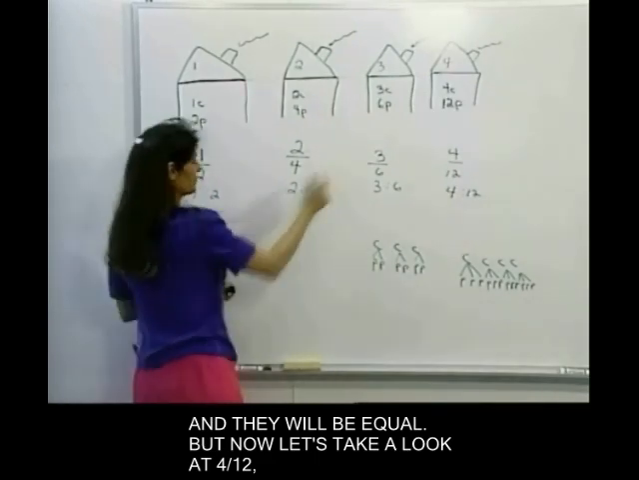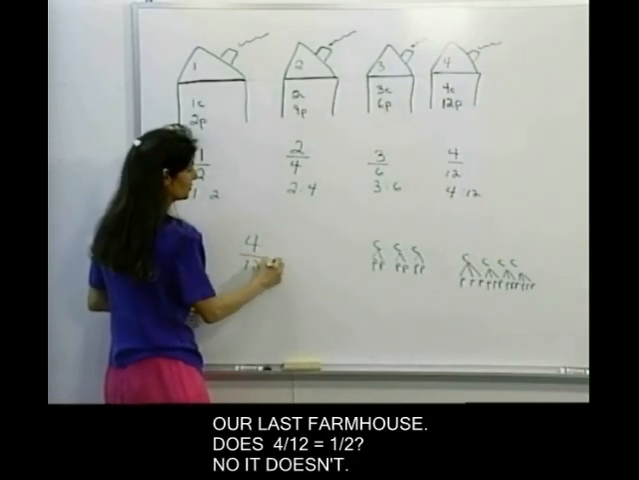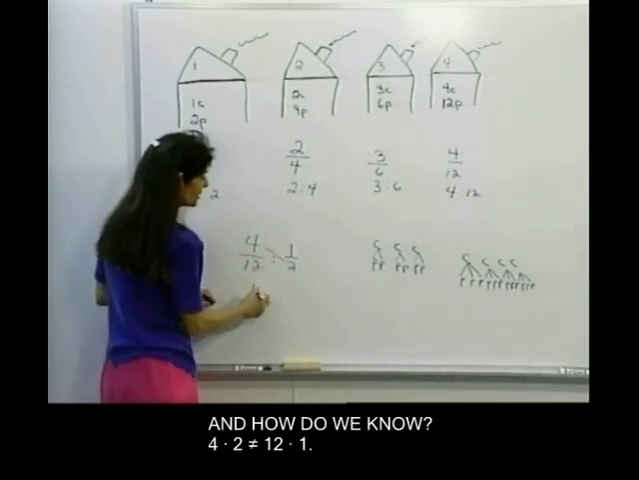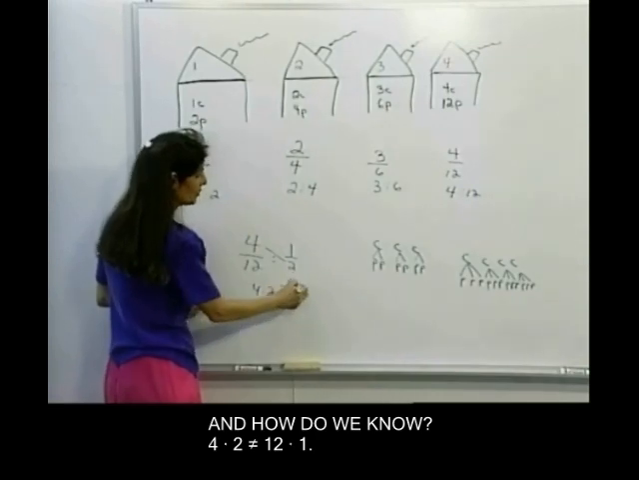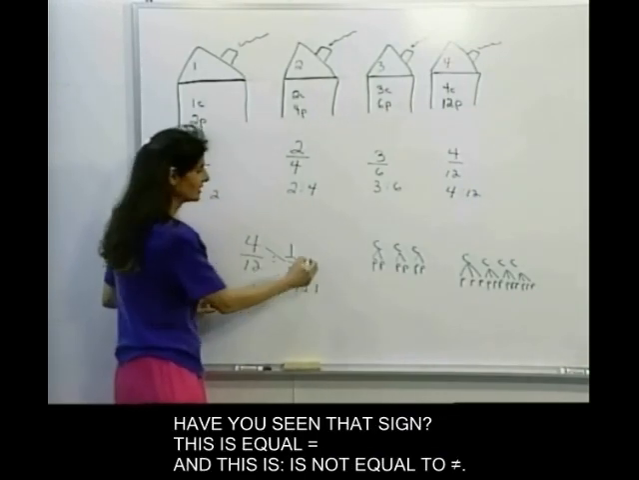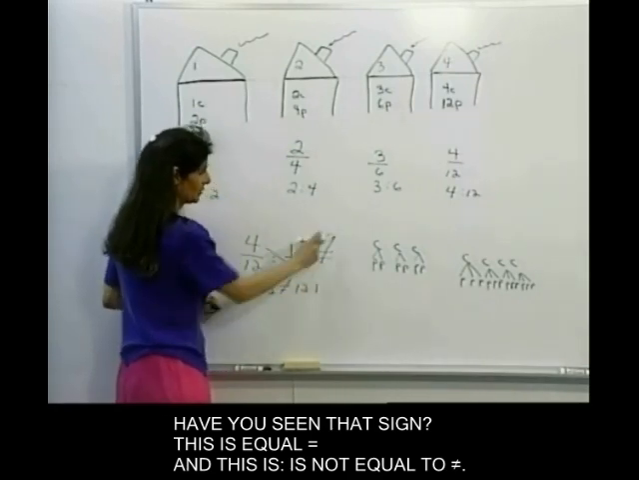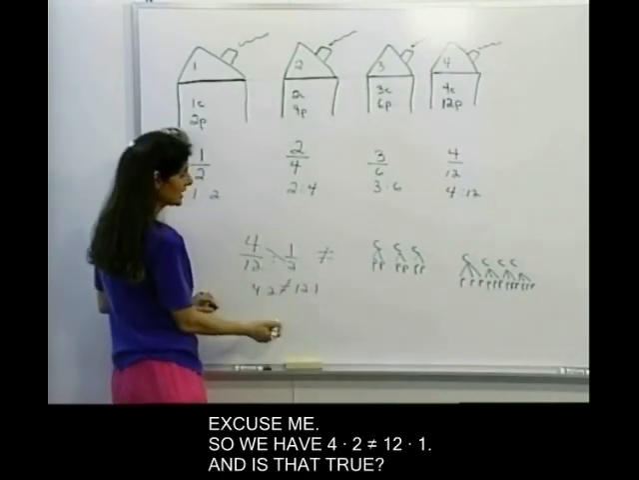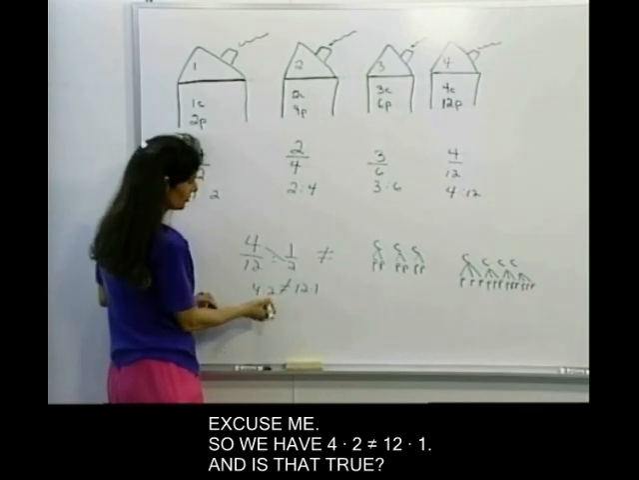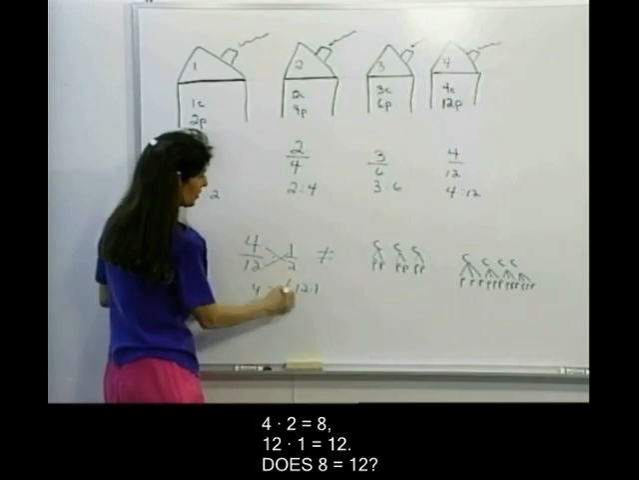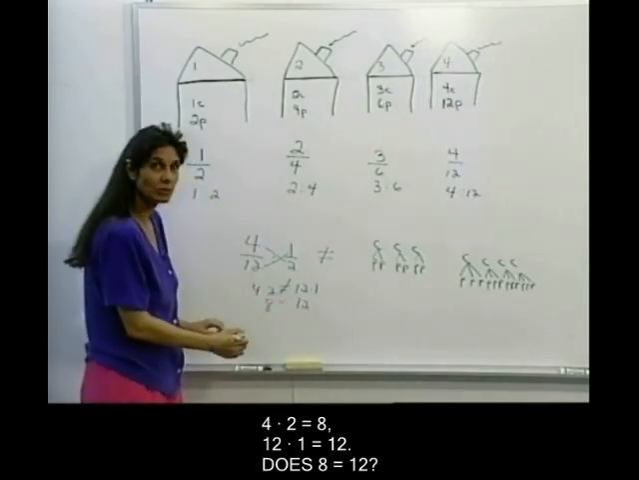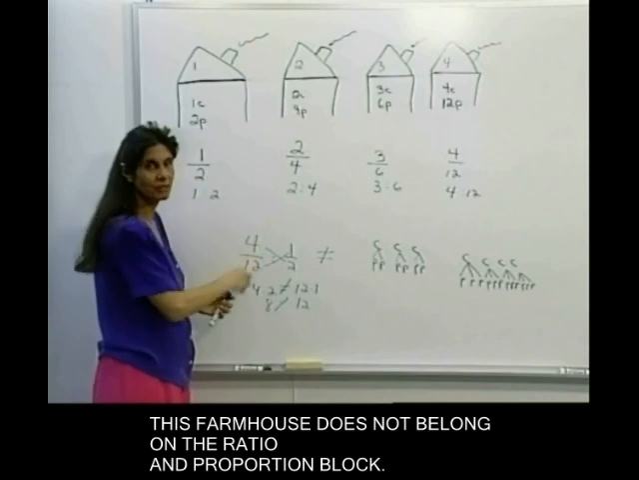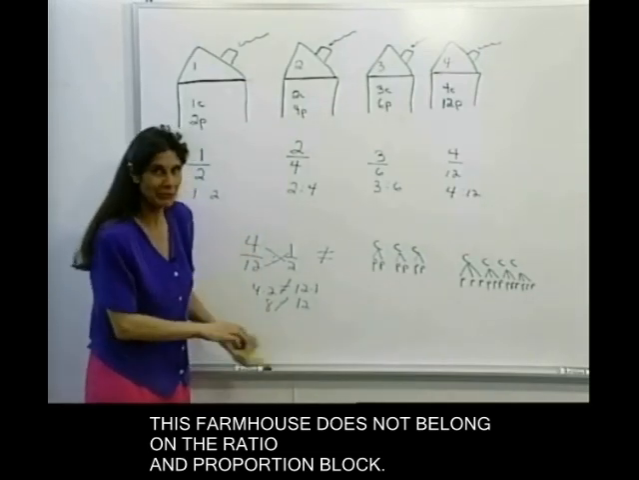But now let's take a look at 4/12, our last farmhouse. Does 4/12 equal 1/2? No, it doesn't. And how do we know? 4 times 2 does not equal 12 times 1. Have you seen that sign? This is equal, and this is not equal to. So we have 4 times 2 does not equal 12 times 1. And is that true? 4 times 2 is 8. 12 times 1 is 12. Does 8 equal 12? No way. So that's why this farmhouse does not belong on the ratio and proportion block.